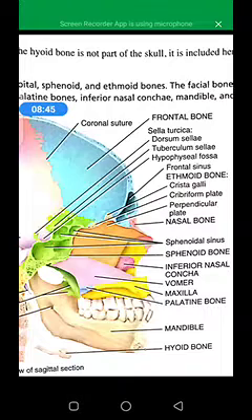Now there is the frontal sinus, one of the various sinuses, which are air-filled cavities. Now there is the ethmoid bone: crista galli, cribriform plate, perpendicular plate. The ethmoid bone consists of the crista galli, cribriform plate and perpendicular plate. Now there is the nasal bone, on which the nose is present.